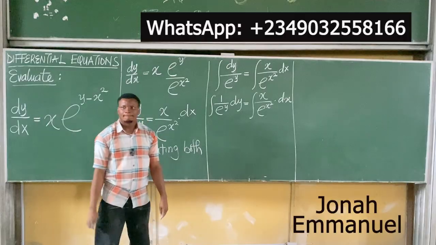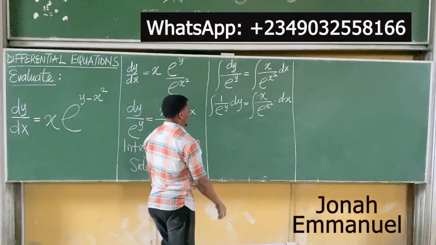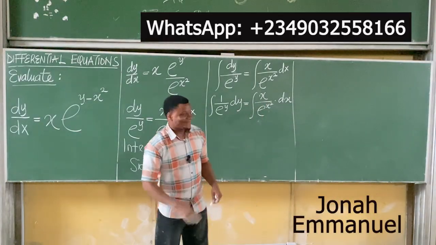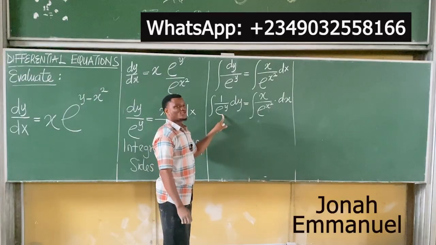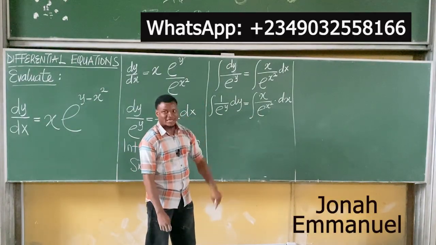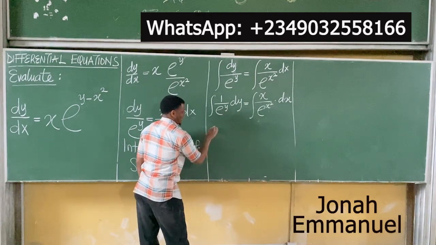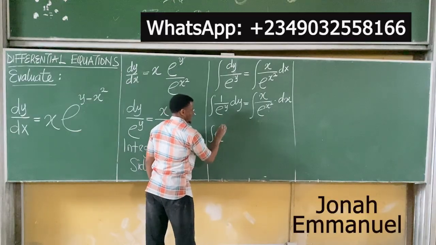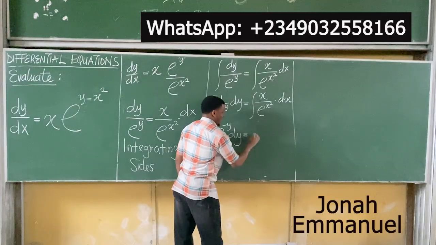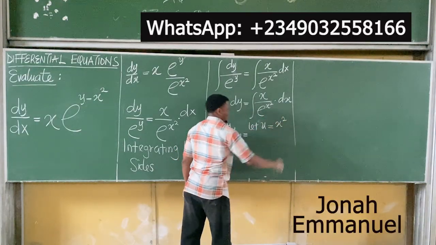What do you do? You can separate here. The simple task here is this. For this one here, you will use your integration. For this one here, you use substitution. That's the way to go about it. So how do I mean? For this one here, expressed in index form, you have that the integral of exponential minus y dy is equal to, for here, you say let u be equal to this part here, x squared.